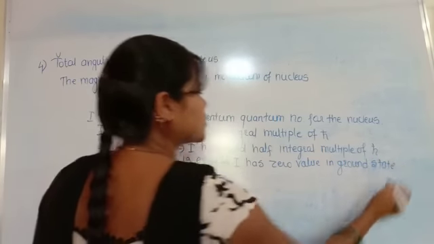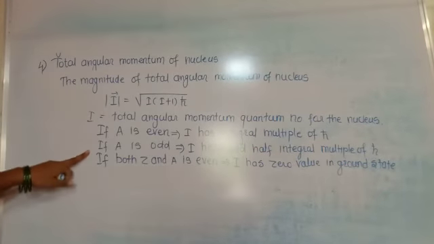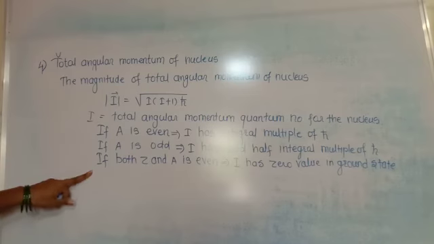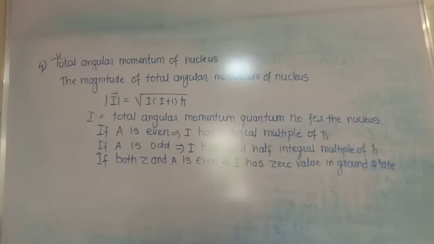So these are the conditions. If both Z and A are even, then all the odd-odd nuclei, that is the nuclei with an odd number of protons and an odd number of neutrons, and hence even A, have an integral multiple of h cross spin. On the other hand, all odd-even nuclei, that is the nuclei with an odd number of protons and even number of neutrons, or odd number of neutrons and even number of protons, and hence odd A, have half integral spin lying between h cross by 2 and 9 h cross by 2.